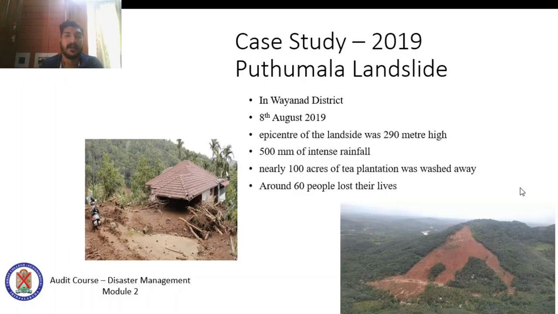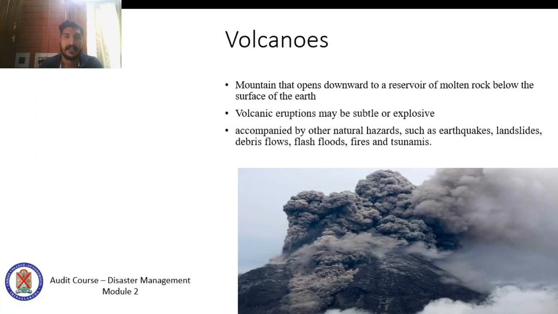So let's move into the next type of natural disaster, which is volcanoes. We are not very familiar with the volcanic natural hazard. In India, there is only one volcano, which is present in the Andaman Nicobar Islands. A volcano is a mountain that opens downwards to a reservoir of molten rock below the surface of the earth, or they act as a vent through which the molten magma reaches the surface of the earth. Unlike most mountains, which are pushed up from below, volcanoes are vents through which molten rocks escape onto the earth's surface.